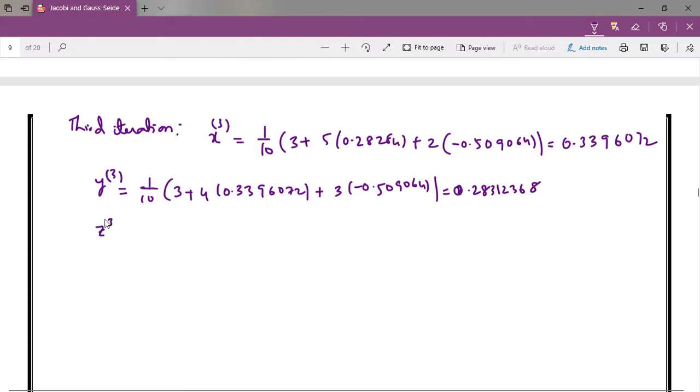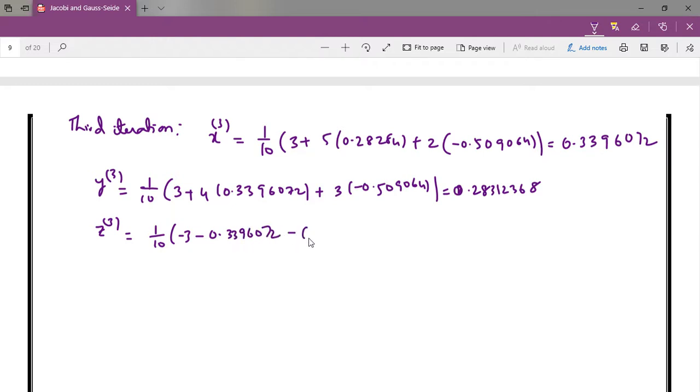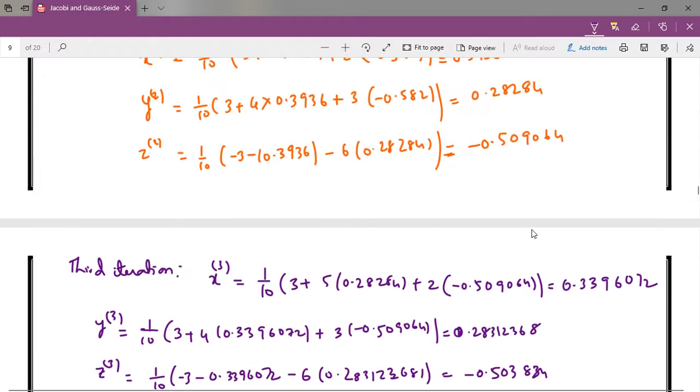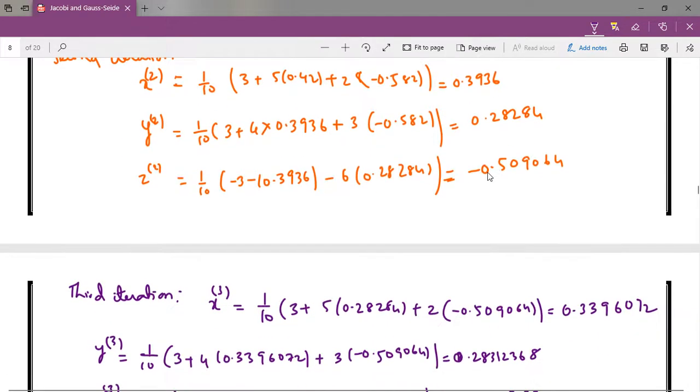So similarly we get z3. In equation 3 use x3 and y3, so we get z3. So that is minus 3 minus 0.339672 minus 6 into 0.28312368. Okay, in z3 use x3 and y3, we get z3. So that is minus 0.503834.